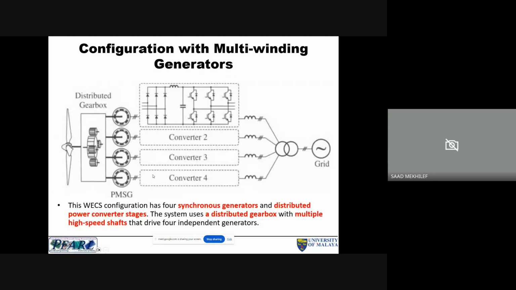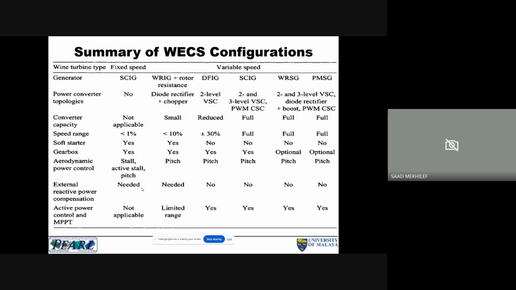Again, for the multi-winding configurations of generators, secondary generators and distributed power converter stages, you can see here converter 1, converter 2, 3, and 4. We have 4 converters, and that's used for multi-stage and distributed gearbox with maybe different speeds, multiple high-speed shafts. That also increases the power.